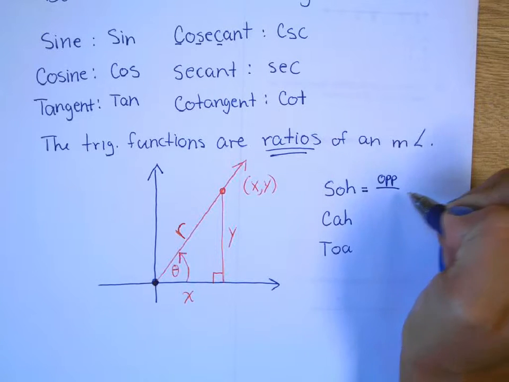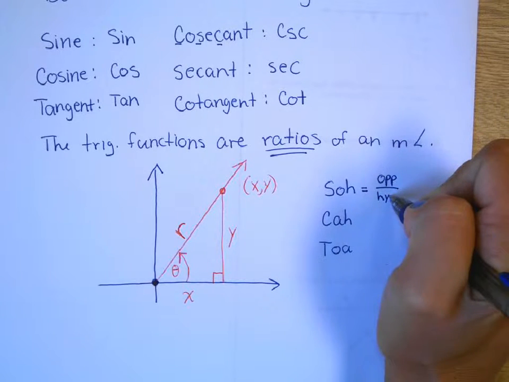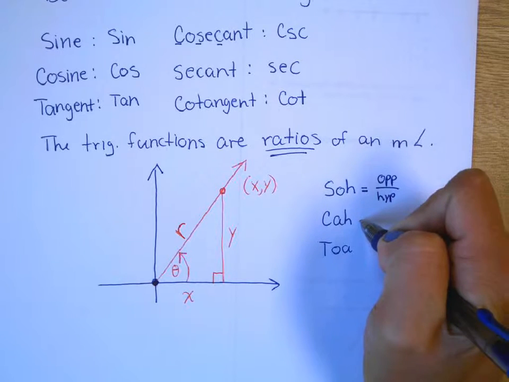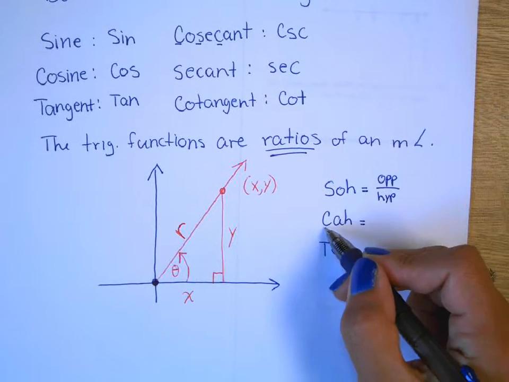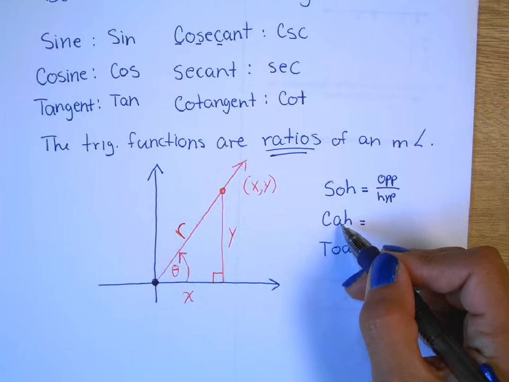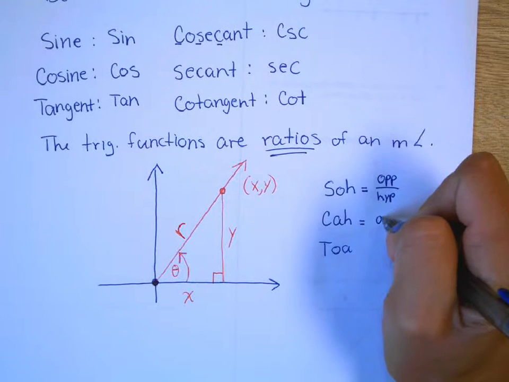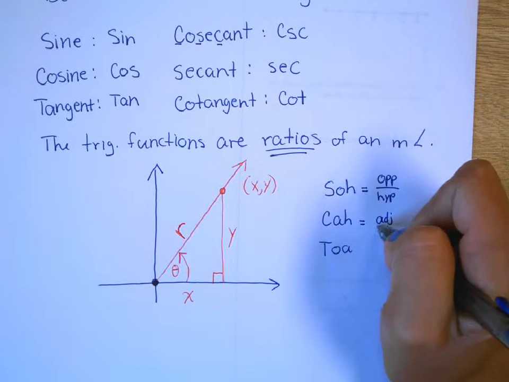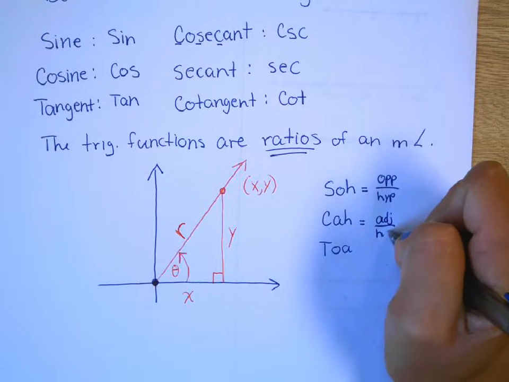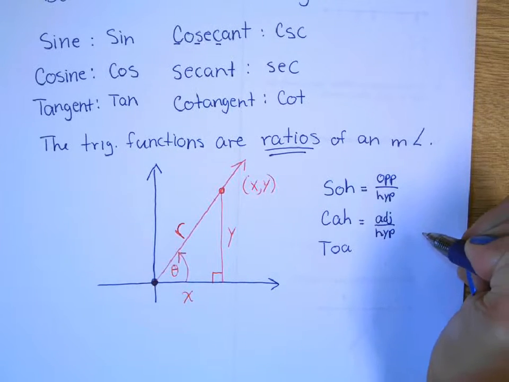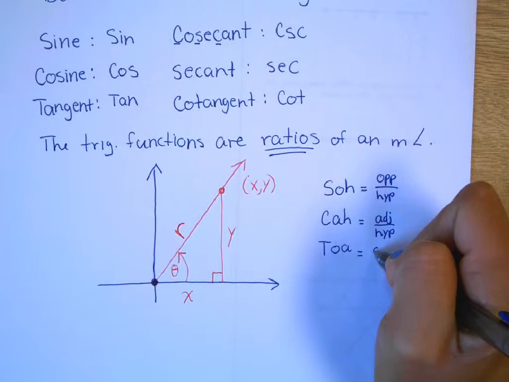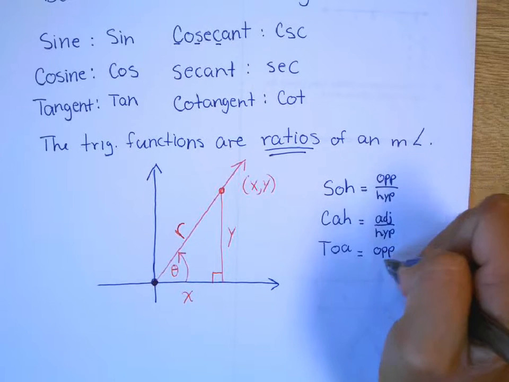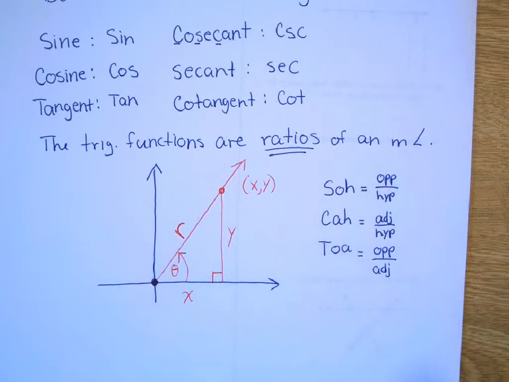What's the H stand for? Hypotenuse. Let's write these down first, then we'll go back and apply the X, Y, and R. Cosine, what did the A stand for? Adjacent. H again is always hypotenuse. O we already had, that was opposite, and A we already had, adjacent.